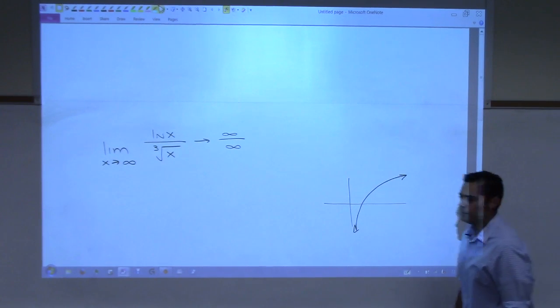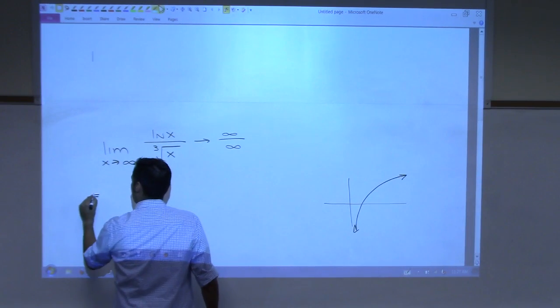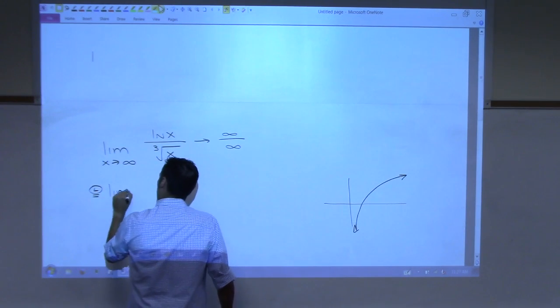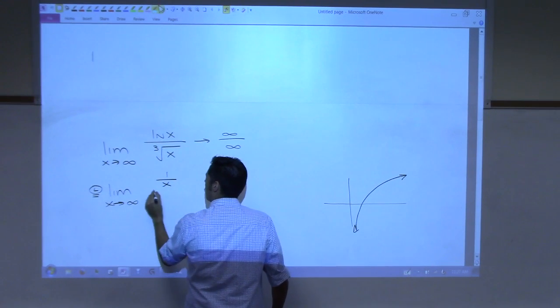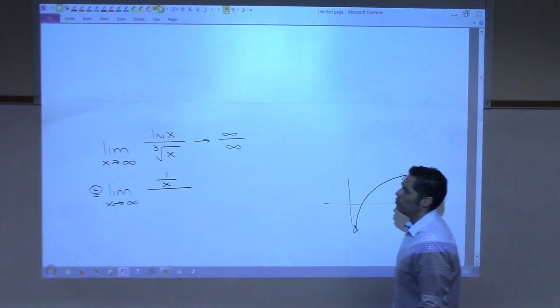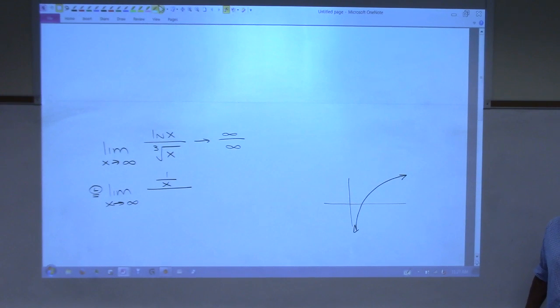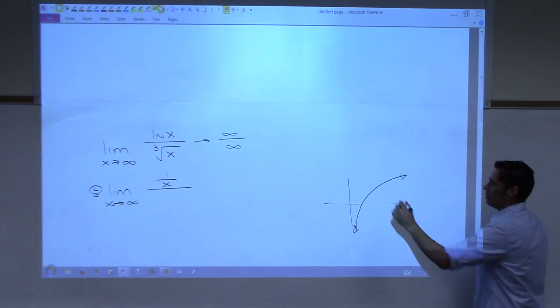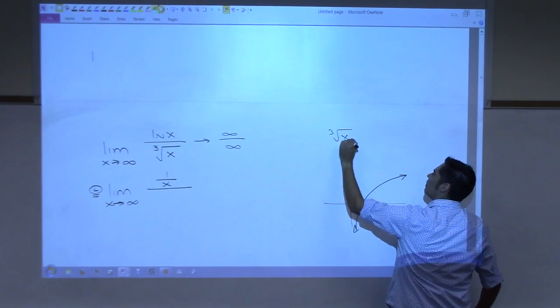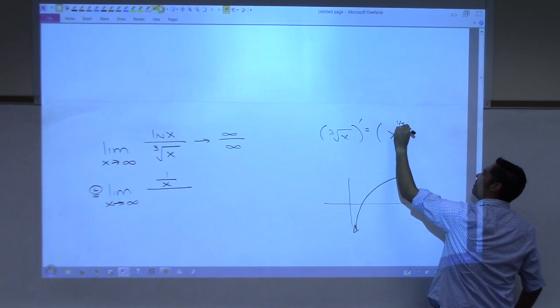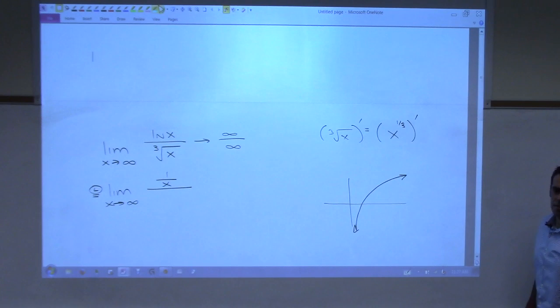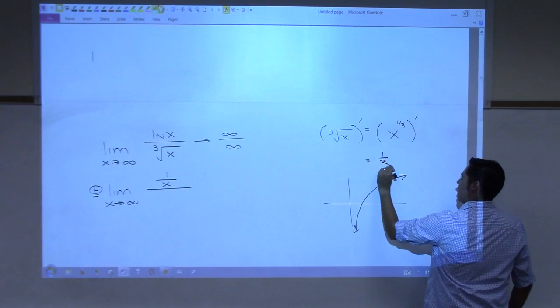Now L'Hopital. So the derivative of natural log of x is 1 over x, right? And then what's the derivative of the cube root of x? Cube root of x, we want the derivative. That's the same as x to what power? 1/3 power. We want the derivative. What's the derivative of x to the 1/3? 1/3 x to the negative 2/3.